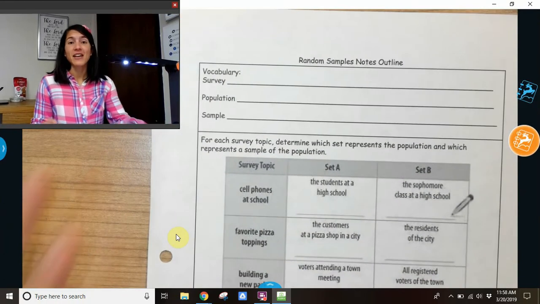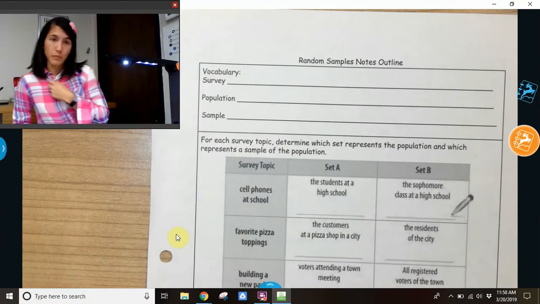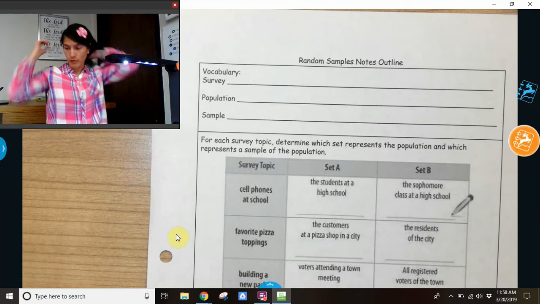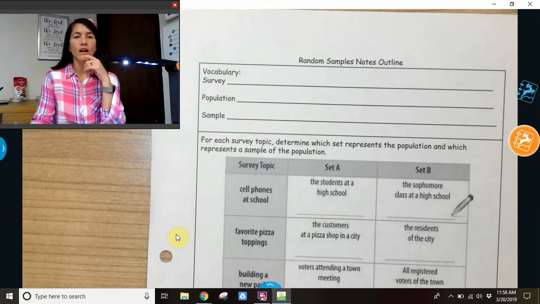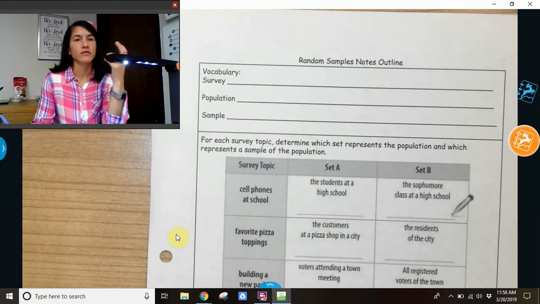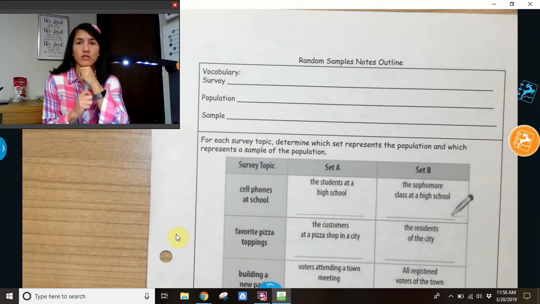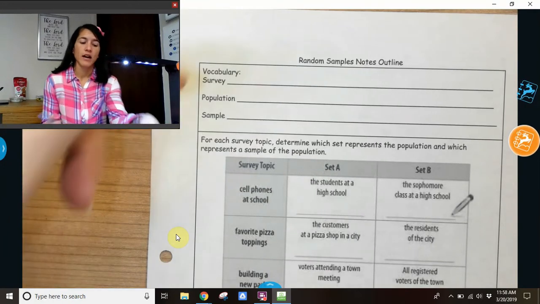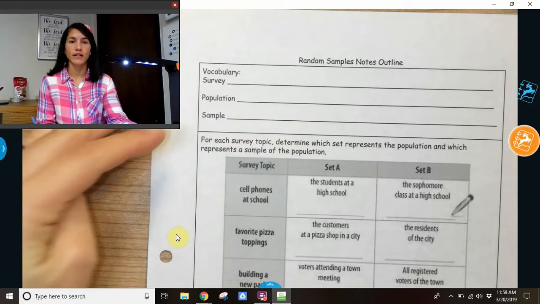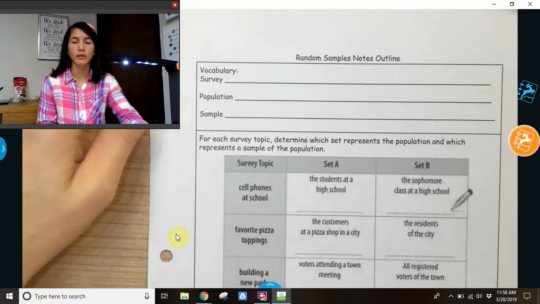Okay, today we are talking about random samples. So you have your note outline, and we've been talking about some statistics, the mean absolute deviation, and scatter plots and trend lines. And so a random sample comes from a survey. So let's take some notes on vocabulary first.